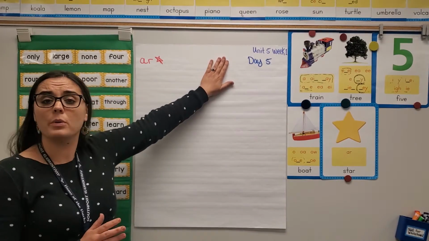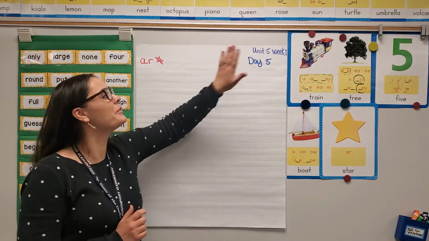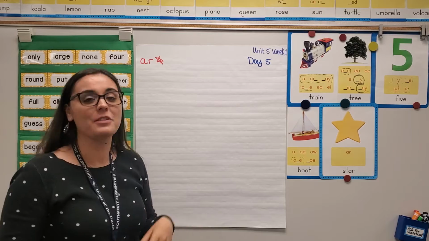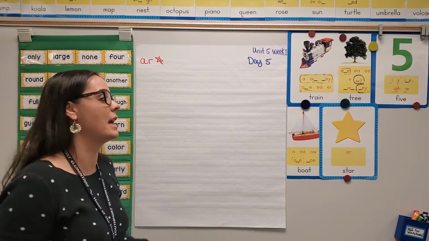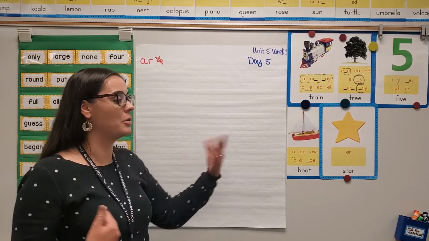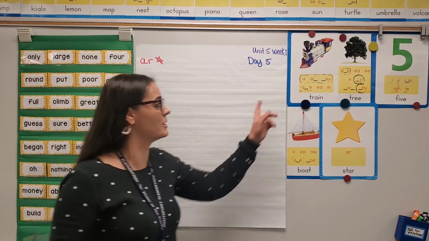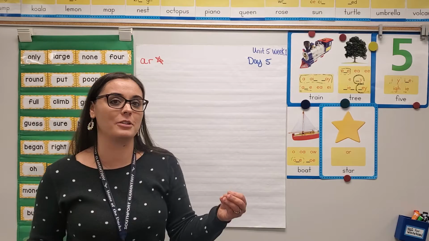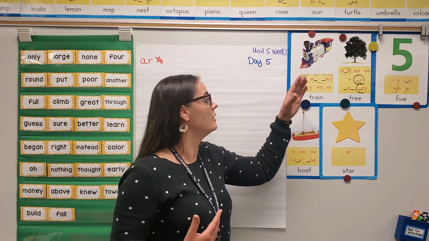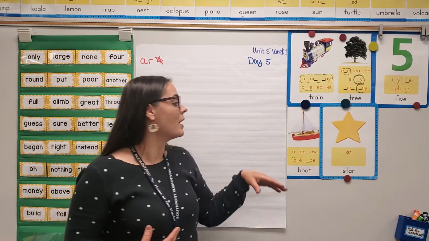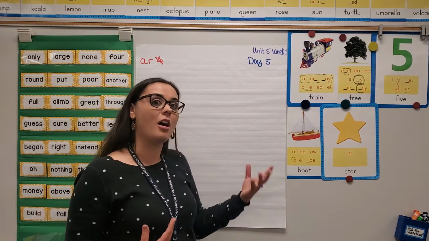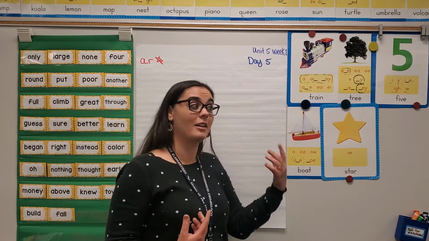So this is Unit 5, Week 1, Day 5, which is the star card. So that's the AR sound. We've talked about before how it's almost like the long R, because just like all of these vowels, they say their name. That's the sound. Like long A is A, long E is E, long I is I. The star card, the R sound, just says the letter R.